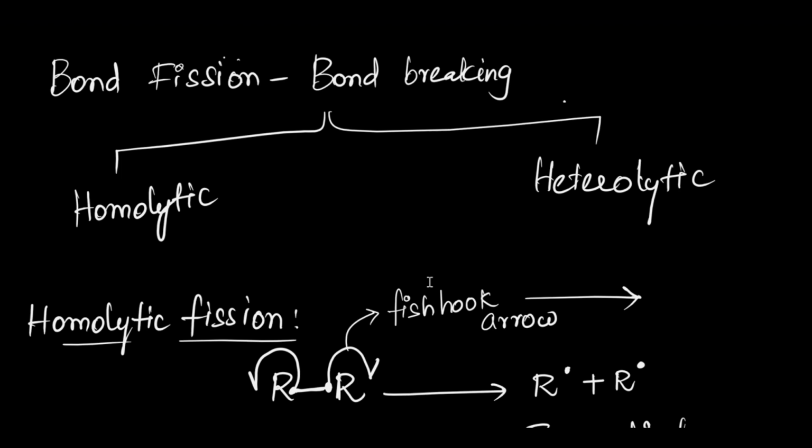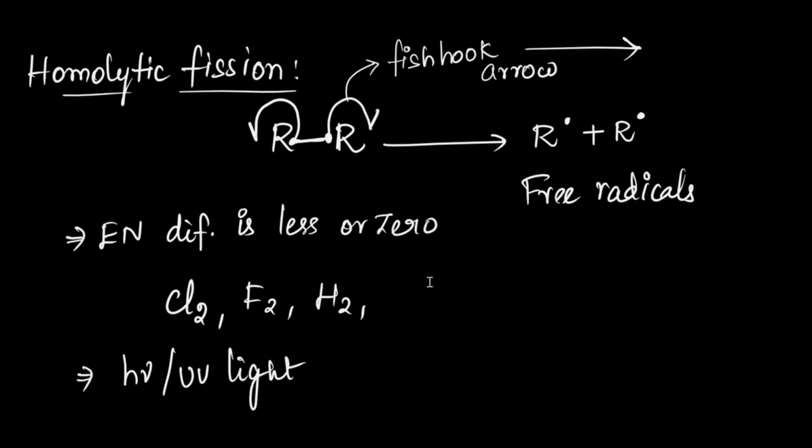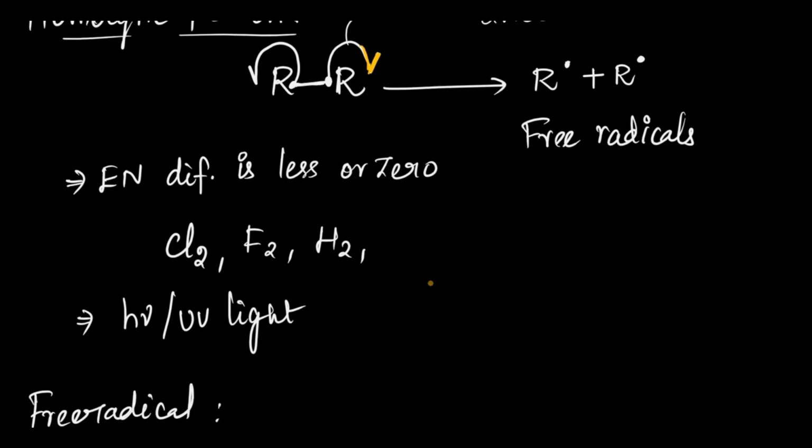Homolytic means same, heterolytic means different, right? So homolytic fission means it will form free radicals as an intermediate, which is indicated by the fishhook arrow, the one-sided arrow. And it can happen where the electronegativity difference is 0 or almost 0, like Cl2, F2, H2, so that each one of them will take up one electron. And you can see some reactions involve hν or UV light. That time, mostly it will be followed by a free radical mechanism.